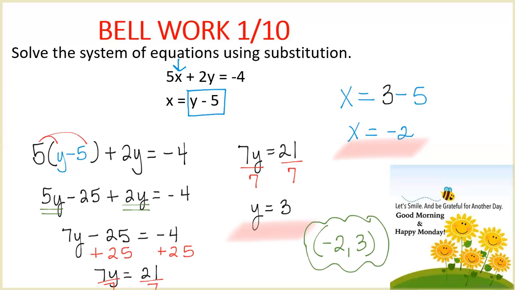So we've now so far covered 2 different ways to solve a system. On Wednesday, we started with graphing. And on Friday, we learned substitution. And today, we're going to learn something called linear combination, which is also called elimination.